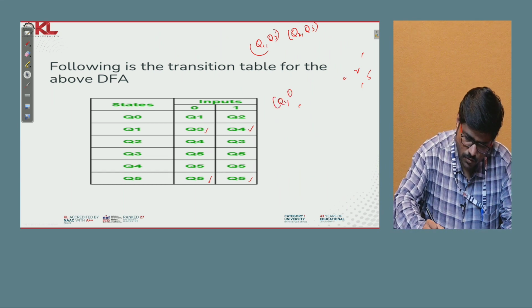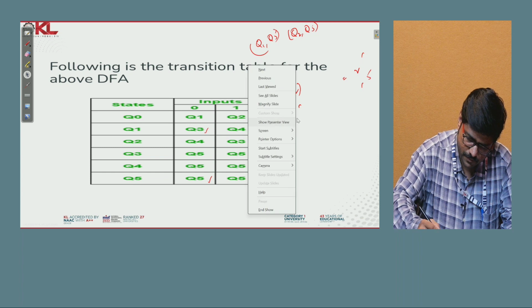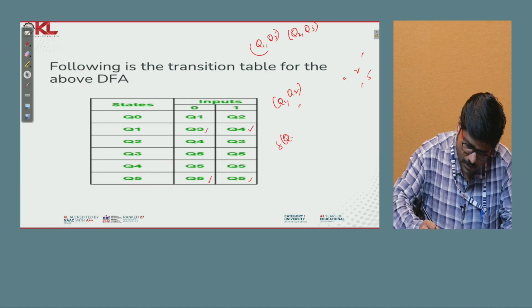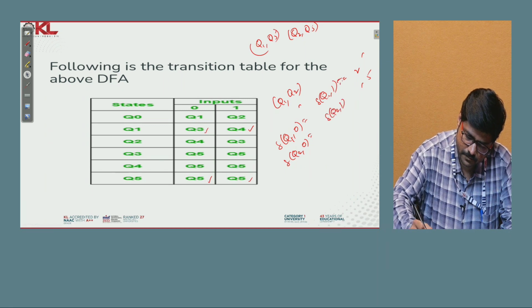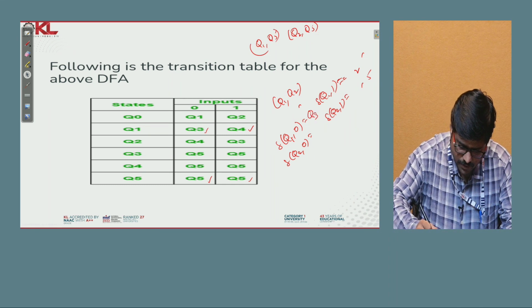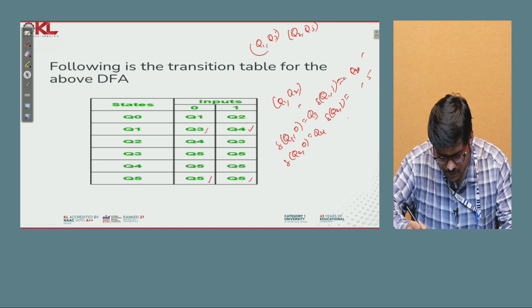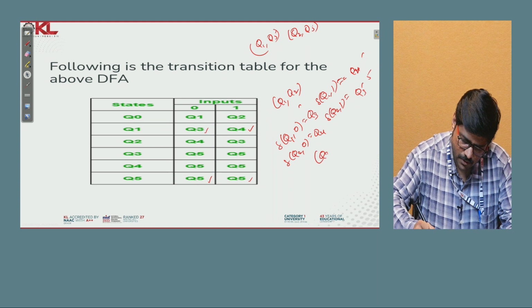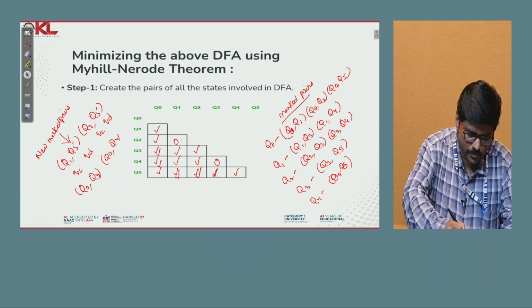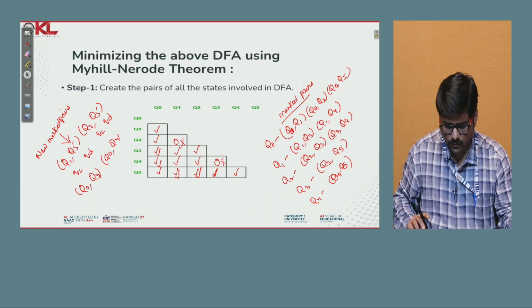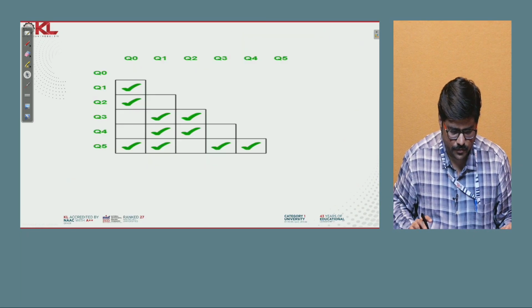Now Q1 Q2, delta of Q1 0, delta of Q2 0, delta of Q1 1, delta of Q2 1. What is Q1 0? Q1 0 is Q3, Q2 0 is Q4, Q1 1 is Q4, Q2 1 is Q3. That is Q3 Q4 only. What about that Q3 Q4 status? Q3 Q4 is still unmarked, so you cannot make this Q1 Q2 marked, so it is still unmarked. So Q3 Q4 also is still unmarked. So finally the unmarked pairs are Q1 Q2 and Q3 Q4, right?